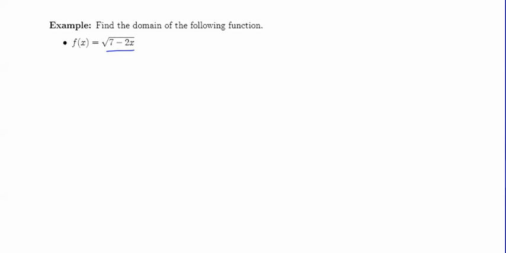As we look at that, we know that 7 minus 2x must be greater than or equal to 0. So we'll write that inequality out, and we'll go through and solve.